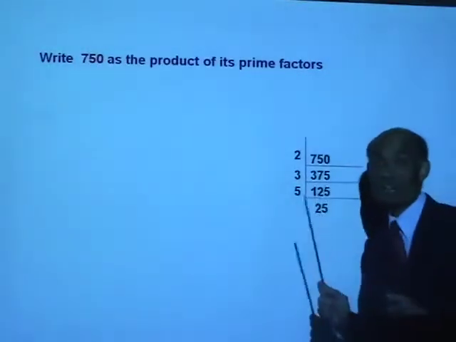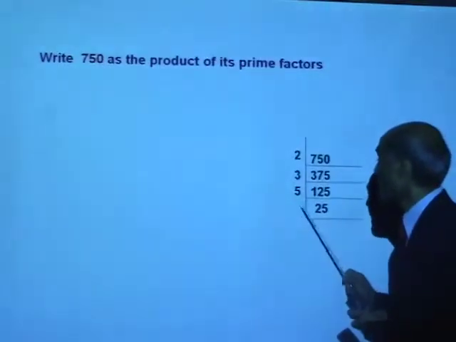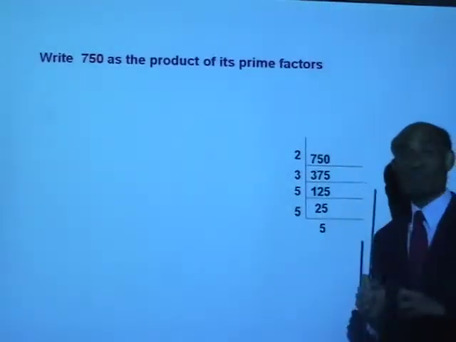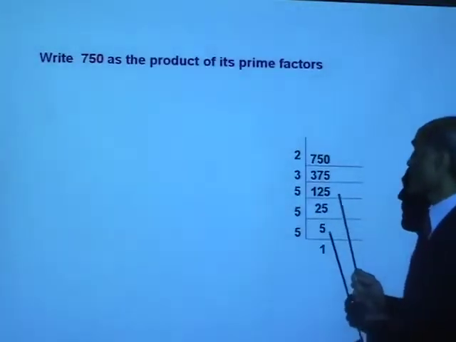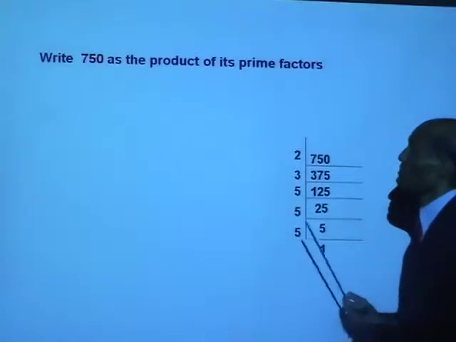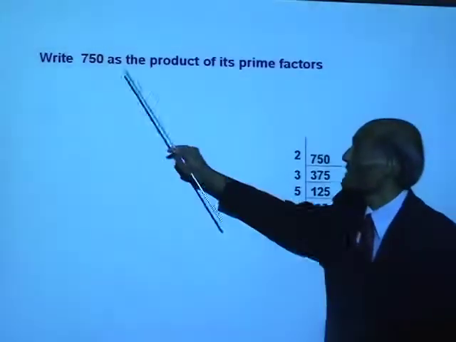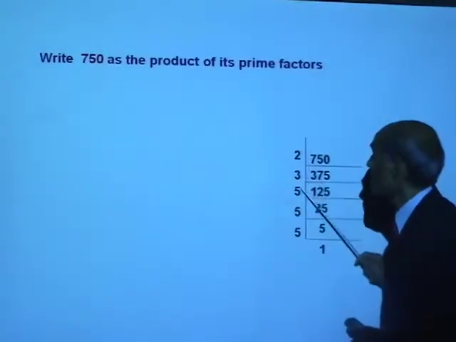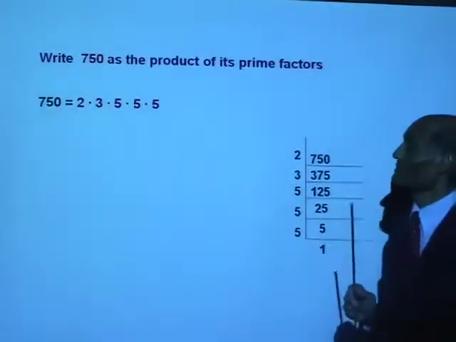What can you divide 25 by? Well, you can only divide 25 by 5. 25 divided by 5 is 5. And 5 can only be divided by 5 to get 1. So what are the prime factors of 750? It is 2 times 3 times 5 times 5 times 5. There you are.